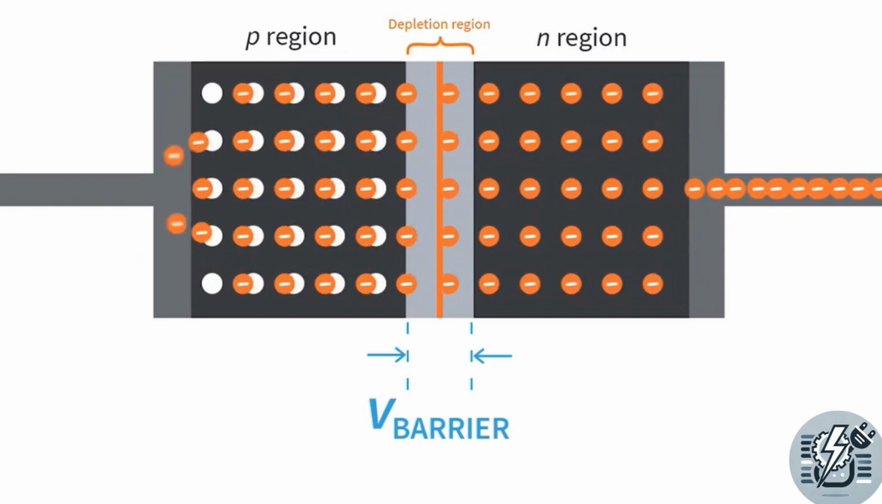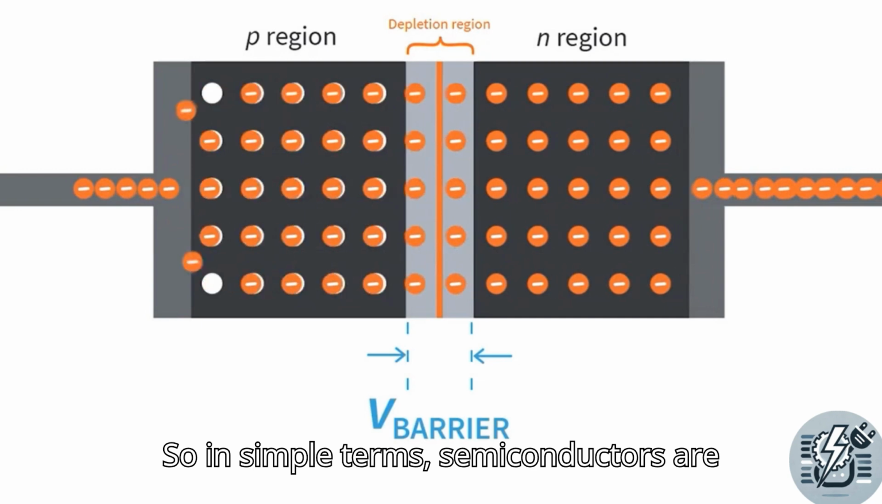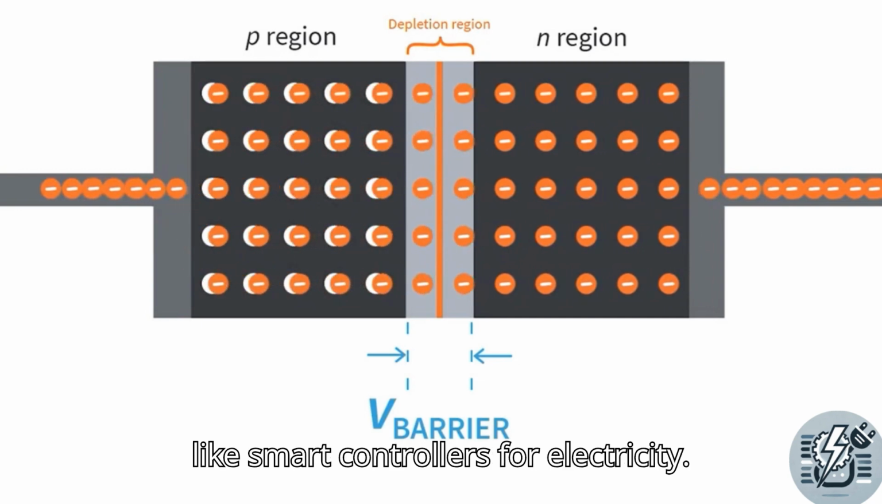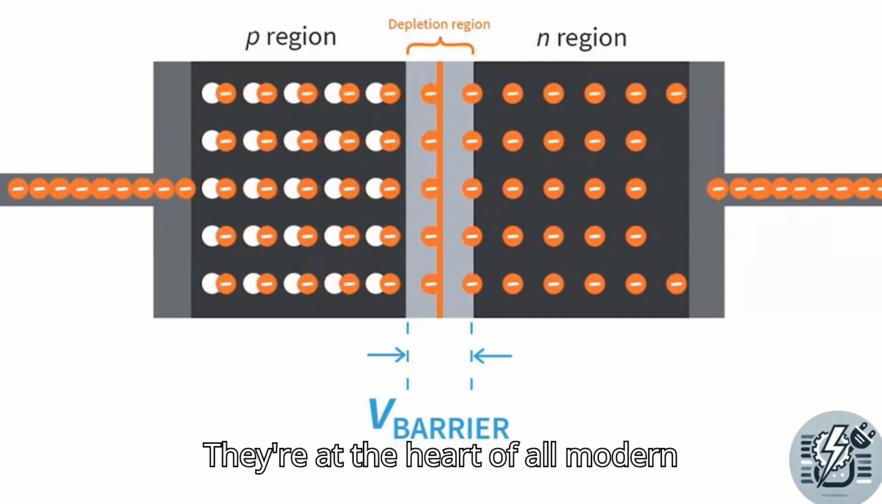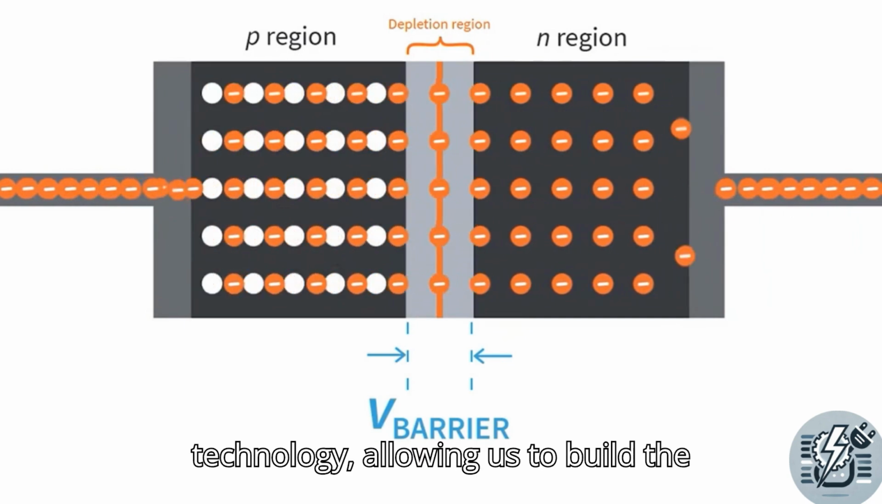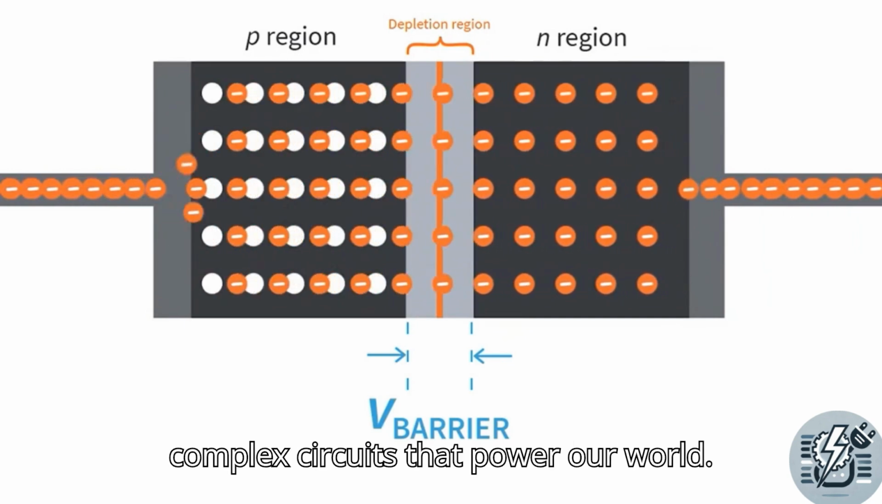This ability to control the flow of electricity is the basic principle behind many electronic components, like diodes. So, in simple terms, semiconductors are like smart controllers for electricity. They're at the heart of all modern technology, allowing us to build the complex circuits that power our world.